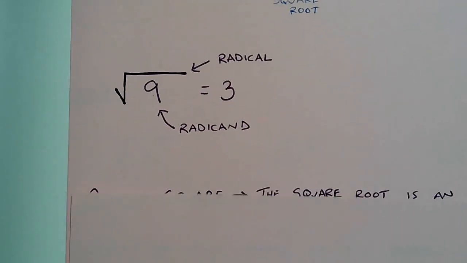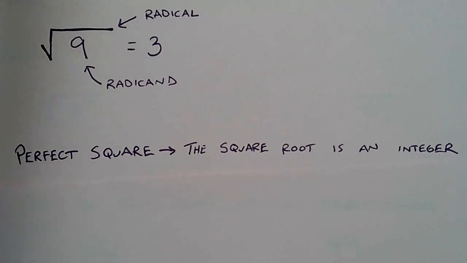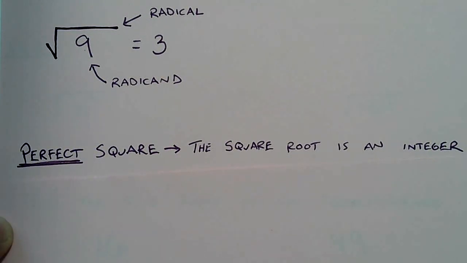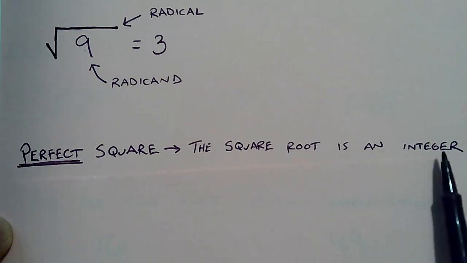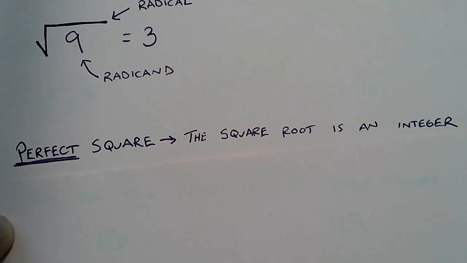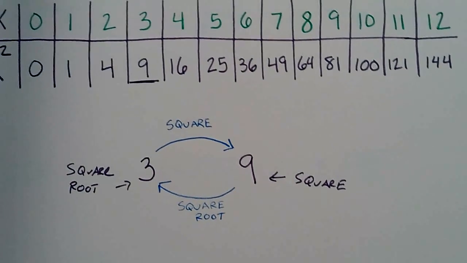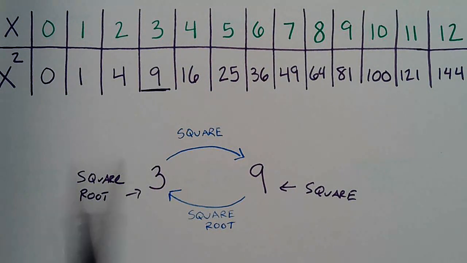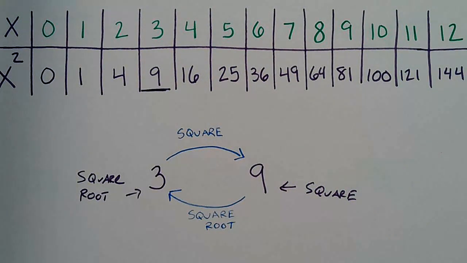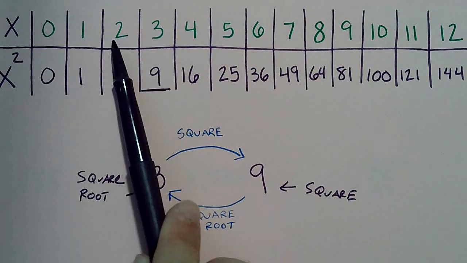All right, so let's talk about a word here called a perfect square. Let's slide this over here, a perfect square. If a square is indeed perfect, what that means is the square root is an integer, meaning the square root is a nice positive or negative whole number. If we go back to our top table, all of these values I have listed in our x squared row, those are all perfect squares. They're perfect squares because their square roots are nice whole numbers.